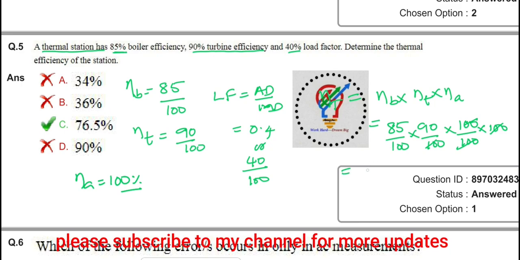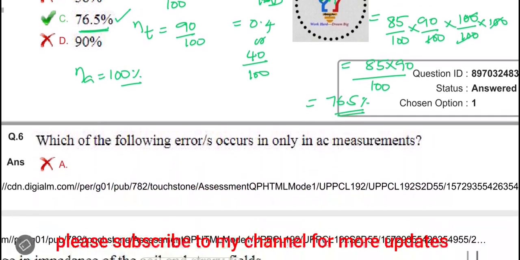So 85 into 90 divided by 100. So it will be around 76.5%. Efficiency is going to be 76.5, that is the right answer for this question. So we'll go to the next question.